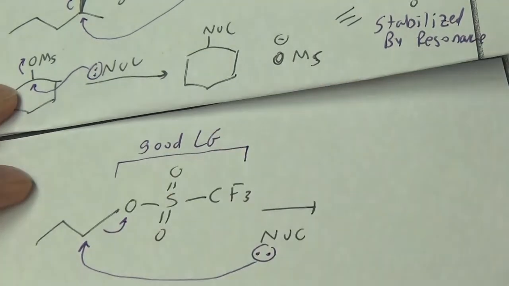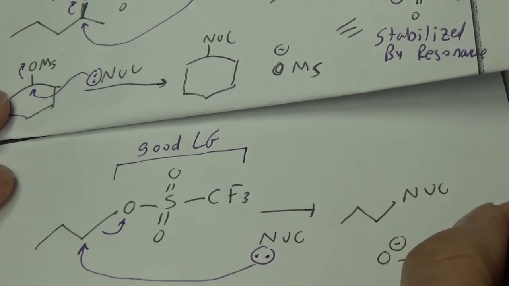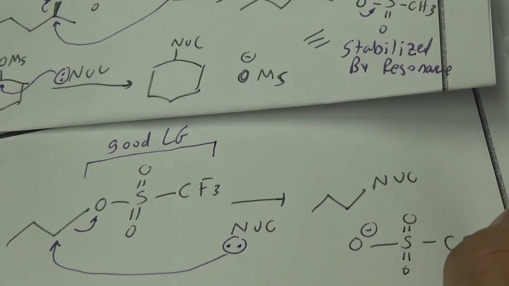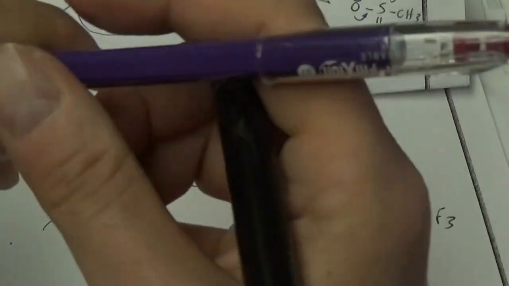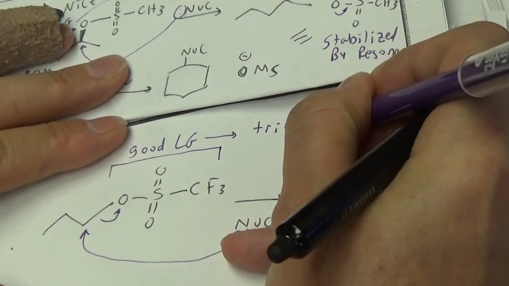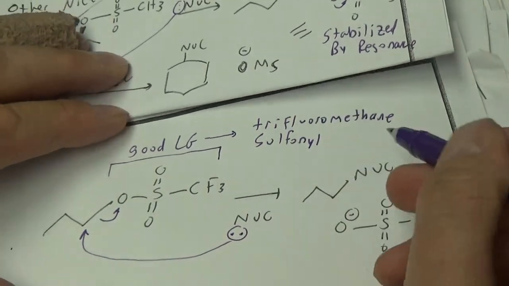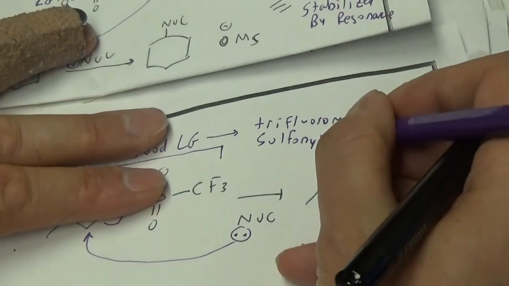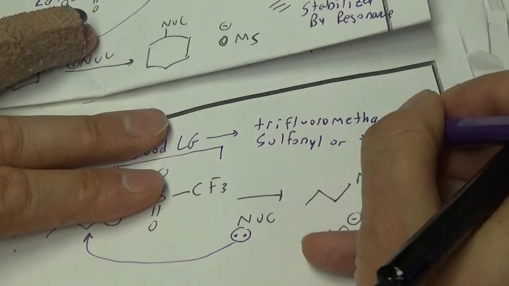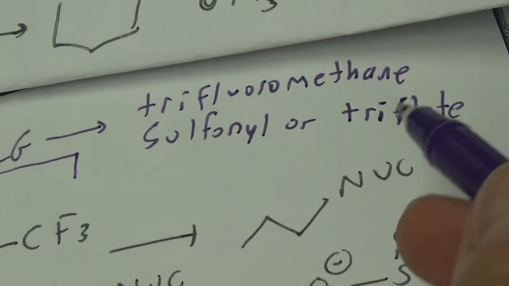It's got another funny name. And when I react this with a nucleophile, it just kicks it right off. And now we have O minus, S double bond O, CF3. Okay, so that's just another example of a good leaving group. And this one is called trifluoromethane sulfonyl, or triflate, T-R-I-F-L-A-T-E. What do you think a good abbreviation for that is? It's TF.